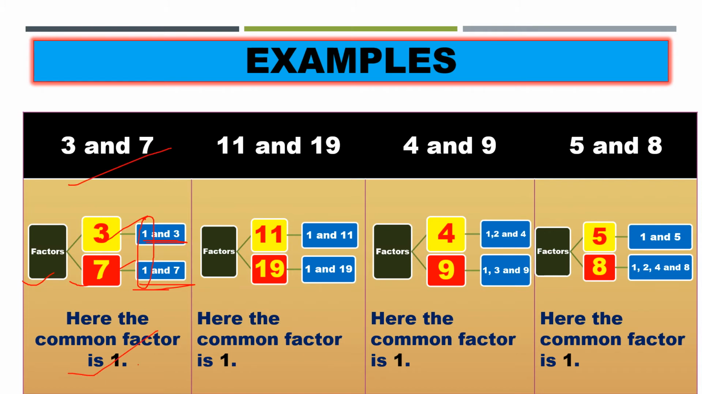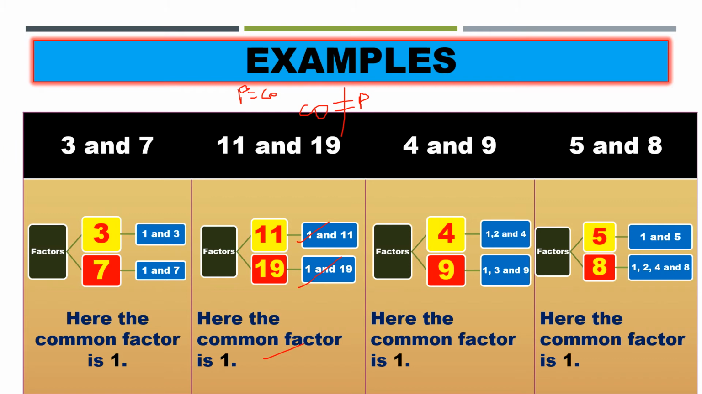Okay. Now 11 and 19, both are prime numbers. Here both are prime numbers. We just discussed prime numbers are always co-prime numbers. But co-prime numbers may or may not be prime numbers. Sometimes they may be prime numbers. Sometimes they may not be prime numbers. Okay. Here I took both prime numbers. So it will have only one as a common factor. So they are co-prime numbers.